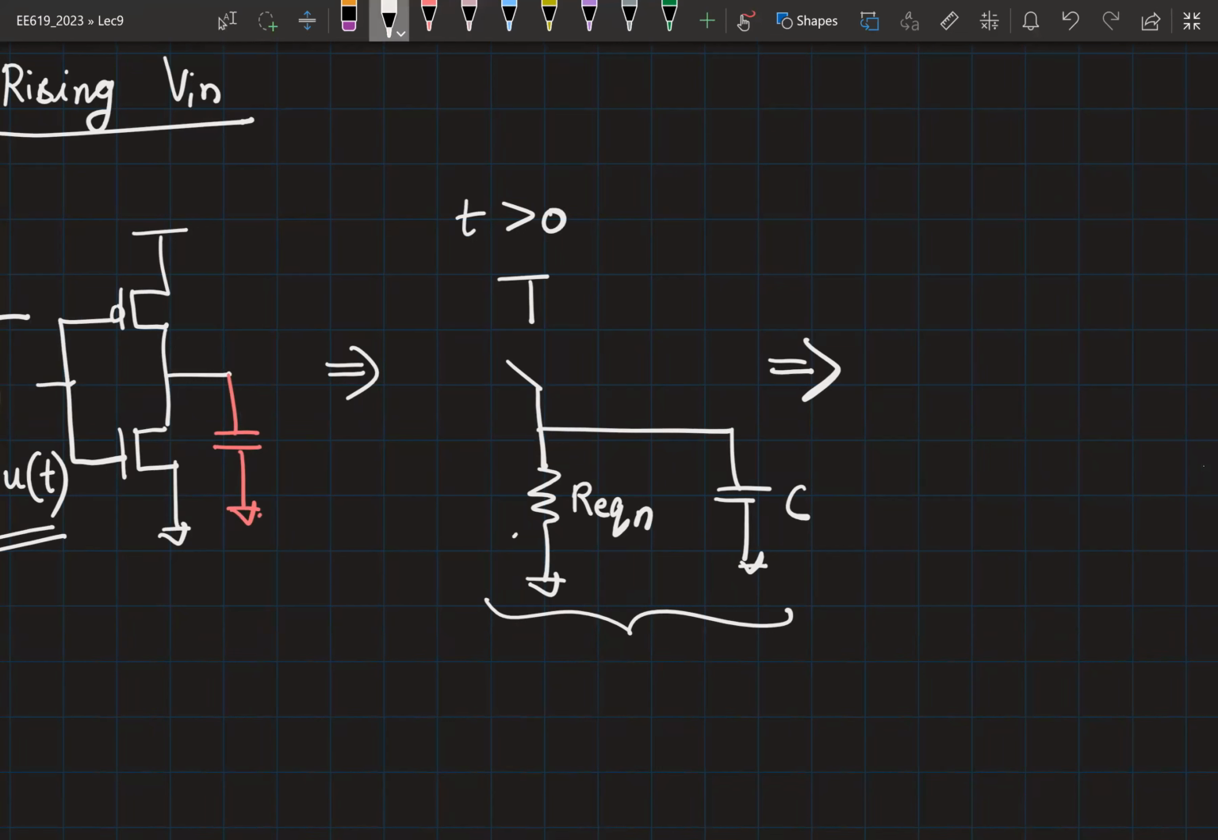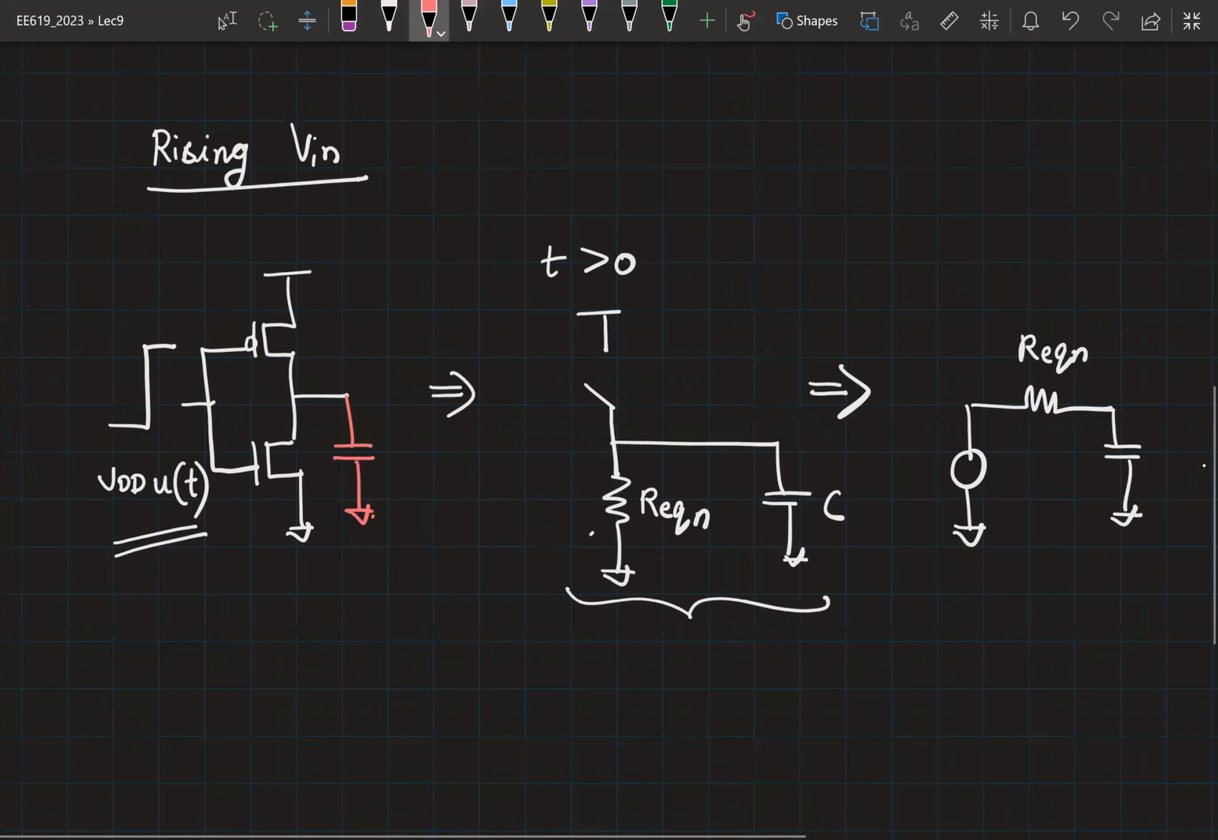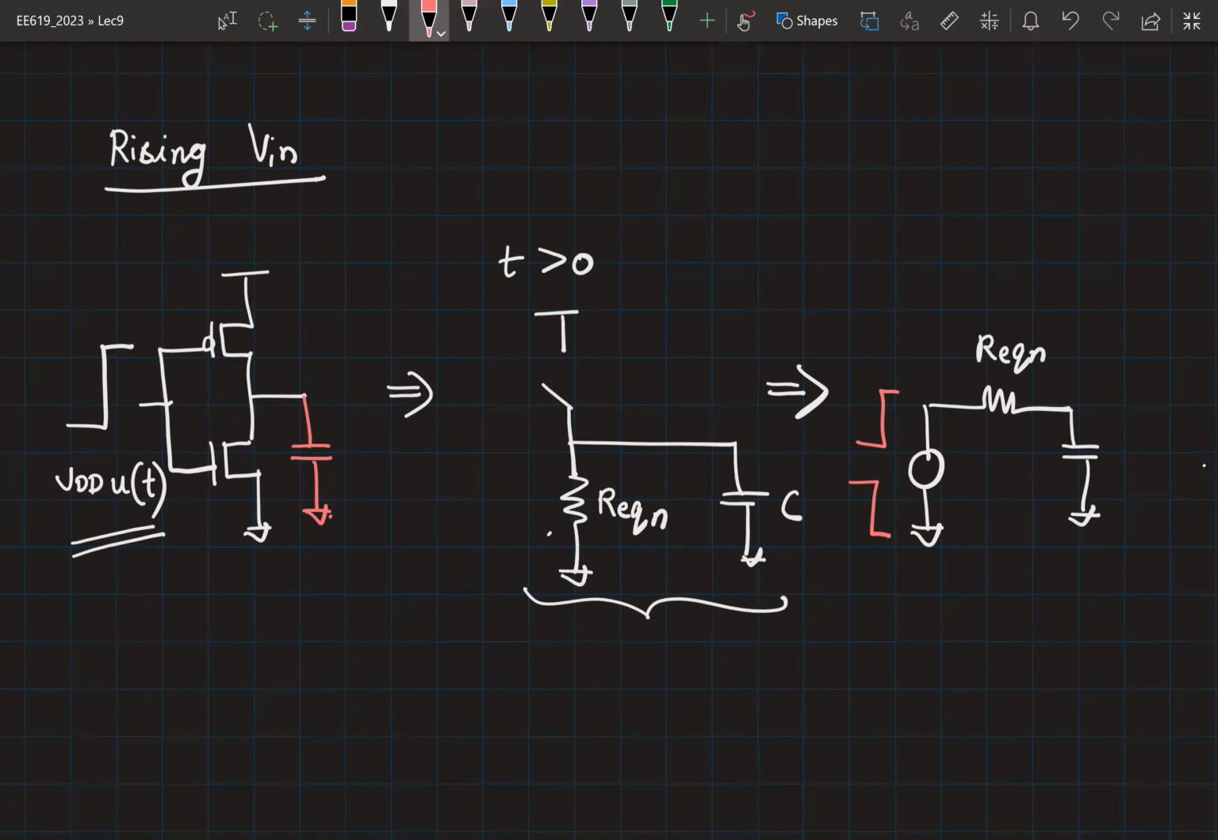Yeah. So let me help you with the starting point. So I can write an R equivalent N. I have a C. Then I'm applying my input here. Just tell me what sort of input I should be applying here. Should it be a rising edge or a falling edge? Any other answer? It has to be a falling edge, right? Because the capacitor is initially charged to VDD and we want it to discharge to zero. Therefore, the input you apply here will be a falling edge.